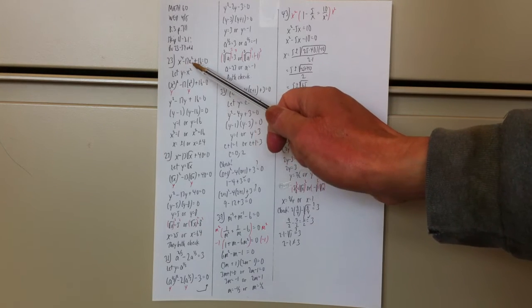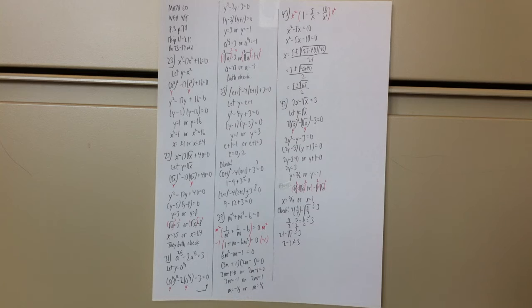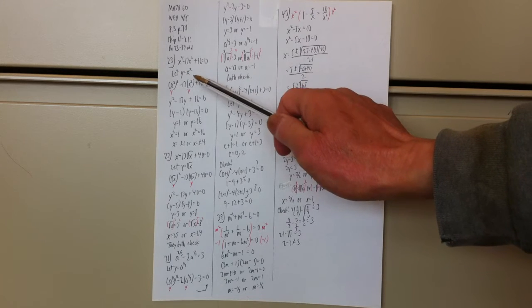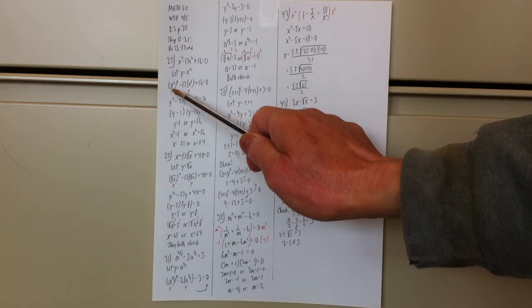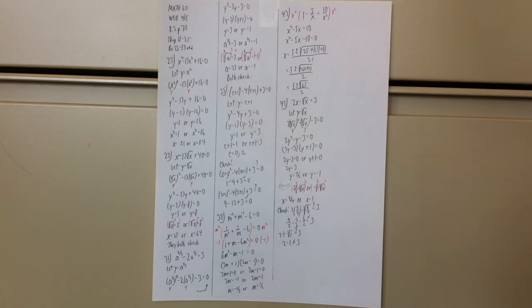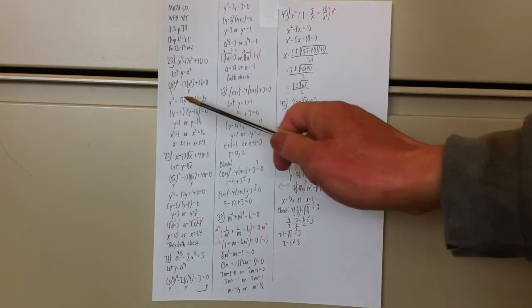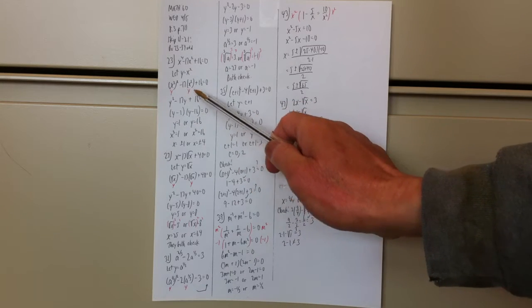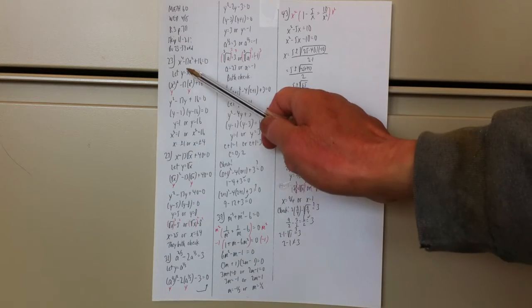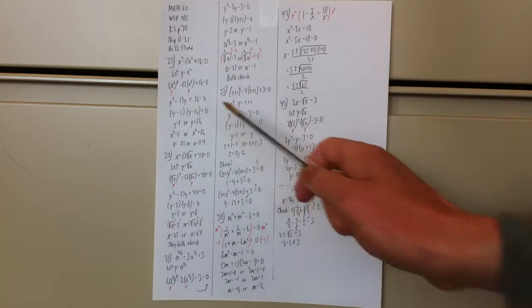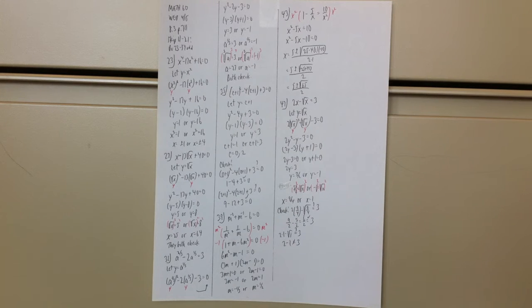Number 23, x to the fourth minus 17x squared plus 16 equals 0. We can change it into a quadratic like yesterday's if we let y equal x squared. So if I rewrite x to the fourth as (x squared) squared minus 17 times (x squared) plus 16 equals 0, then by making a substitution, calling this x squared y, it looks like a quadratic equation like yesterday. So if I let y be x squared, that becomes y squared minus 17y plus 16 equals 0, and now it's quadratic.